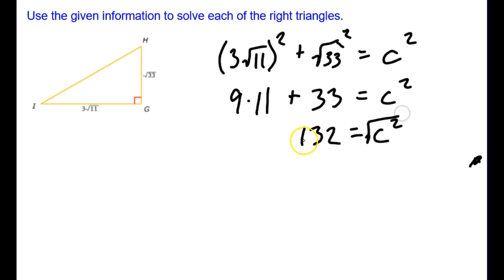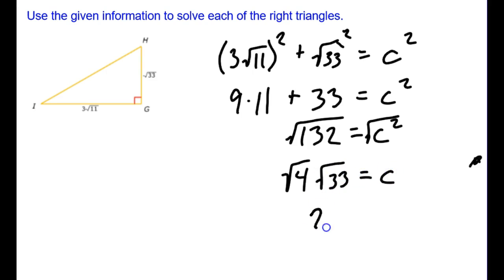Then if we take the square root, we can break the square root of 132 down into the square root of 4 times the square root of 33, which will simplify to 2 radical 33. So we know the length of the hypotenuse is 2 radical 33.